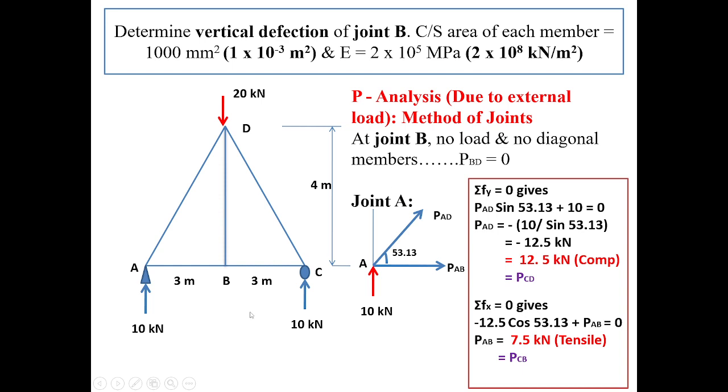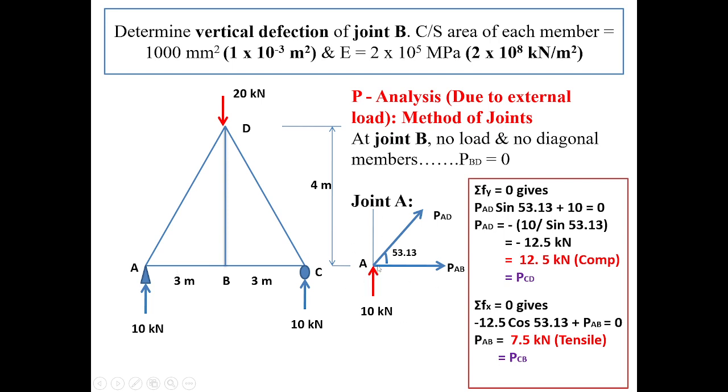But again if we look at joint B, coincidentally there are no diagonal members and therefore there is no vertical load at B, and therefore we can say that the force carried by member BD is 0. So PBD is equal to 0. Now we can consider free body diagram of joint A as I have drawn here.